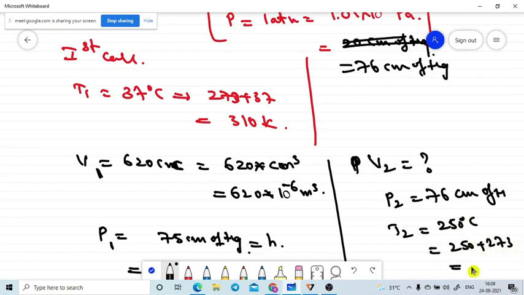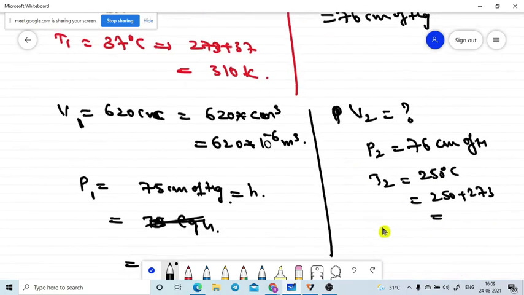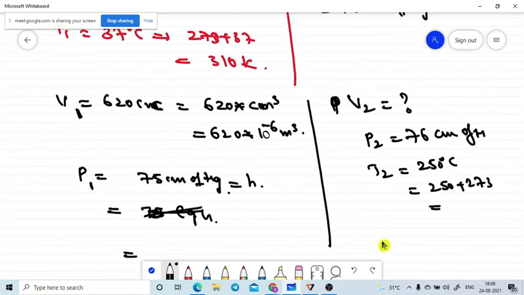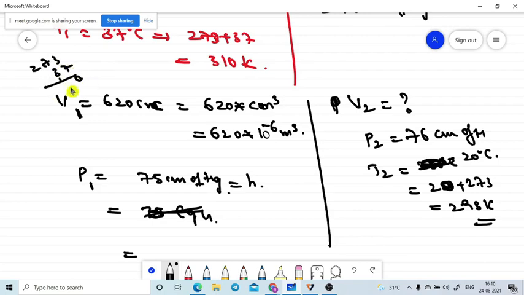So if we add this, what is the value? 20 plus 273 is equal to 293 Kelvin. That is the value. Very good. Here also we did it correctly, 273 plus 37 is 310. This is also correct. Now do the problem.